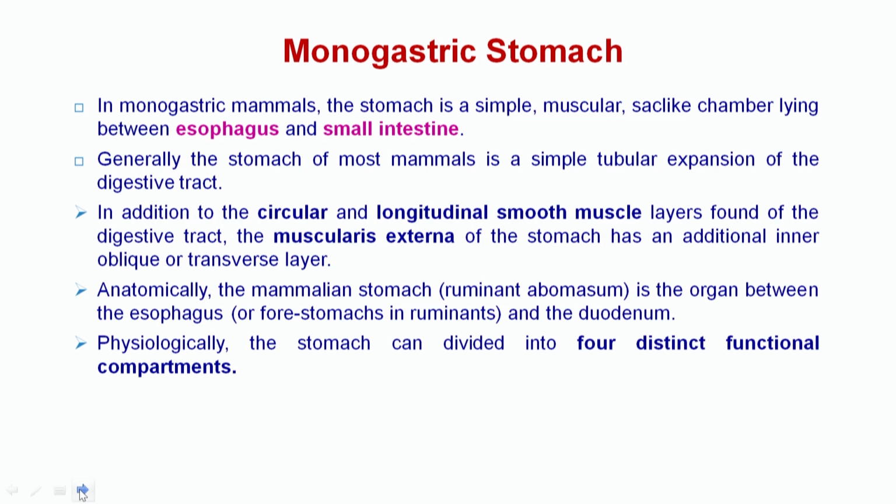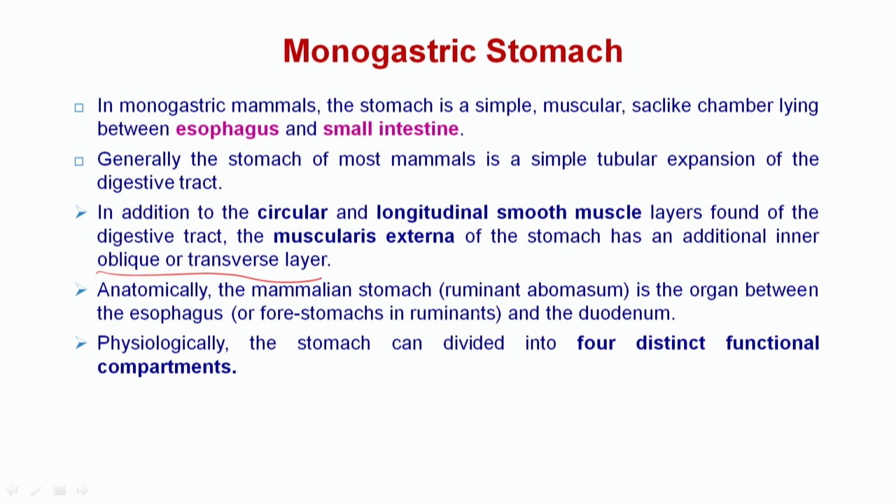If you talk about the monogastric stomach, in monogastric mammals the stomach is a simple muscular sac-like chamber lying between the esophagus and the small intestine. Generally, the stomach of most mammals is a simple tubular expansion of the digestive tract. In addition to the circular and longitudinal smooth muscle layers found in the digestive tract, the muscularis externa of the stomach has an additional inner oblique transverse layer.